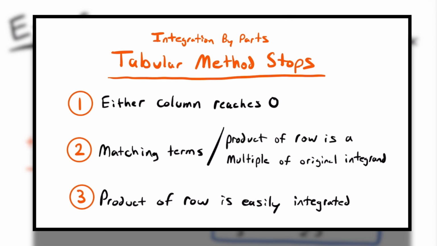Just remember that for these last 2 stops, you also need to add the integral of the product of the bottom 2 terms of your table to your solution. You don't just stop after multiplying diagonally across your columns. Okay, the only case where you don't need to add that integral is in the first stop where one of your columns reaches 0. All right, and so with that is all I had on integration by parts via the tabular method.